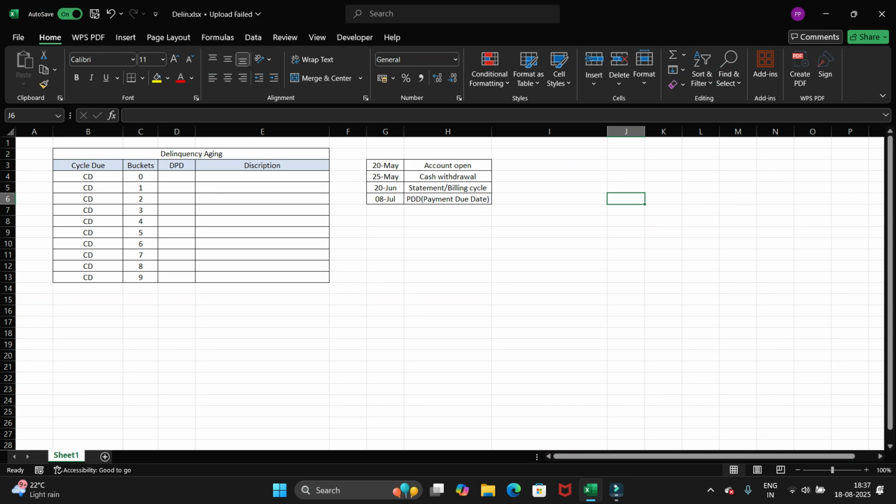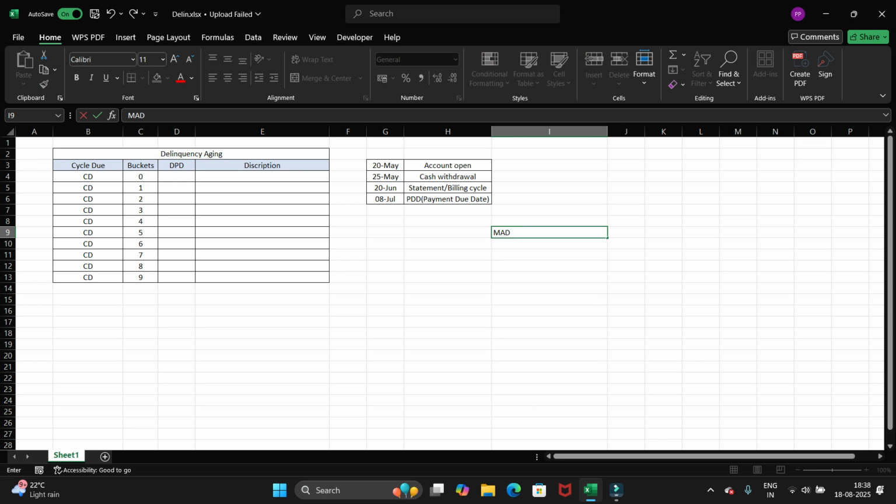So about delinquency aging in the cards and payment domain, let's break it down clearly for you. First thing, what is delinquency? When a cardholder does not make a payment of the TAD or MAD amount by the payment due date, in that case the account will be delinquent.